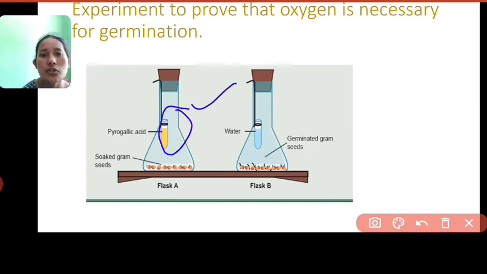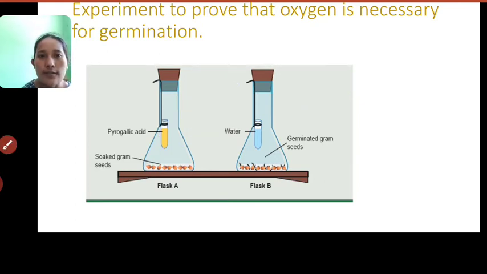Now what is the function of this pyrogallic acid? It absorbs whatever oxygen is present within the flask. And in flask B, you simply place the test tube with water. You have put a stopper on both flask A and flask B. Why have you done that?